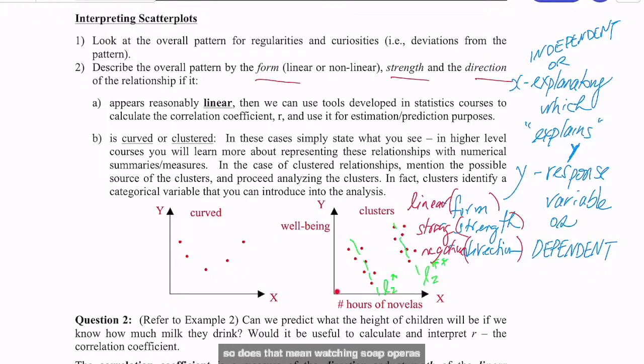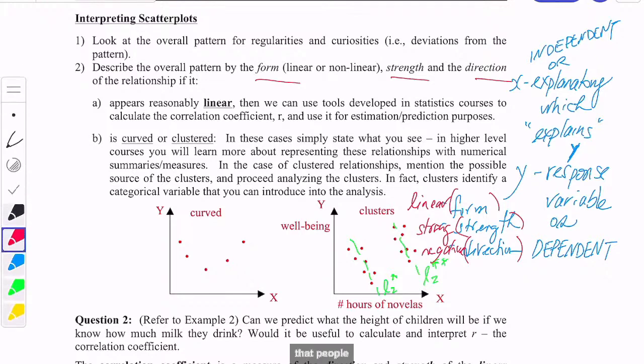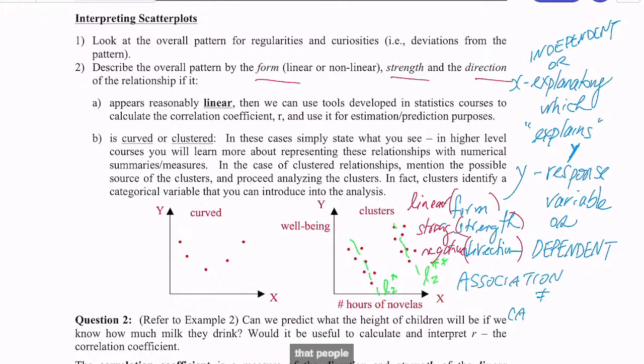So does that mean watching soap operas makes someone unhappy? Could, but not necessarily, right? There's no proof of that. I'd have to do an experiment to prove that causal relationship. But what I see is an association, that people that watch a lot of soap operas are less happy.